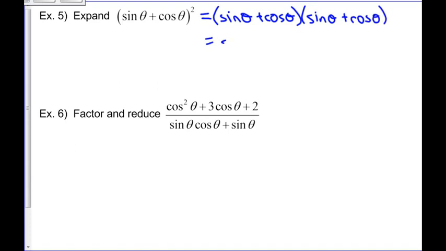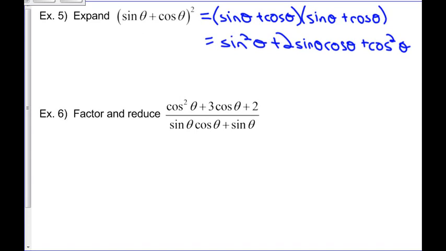Okay, so here's the first one. Sine plus cos, all squared. Is there an easier way to write it? Let's find out. It's saying expand, and we should assume that we want to simplify as well. If I work these out, I'll get sine times sine is sine squared theta. I'll get a sine cos and another sine cos, so that's 2 sine theta cos theta, and plus cos squared theta.